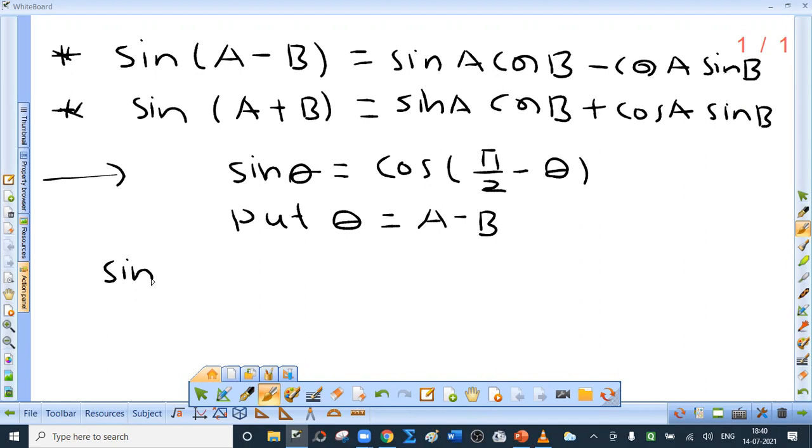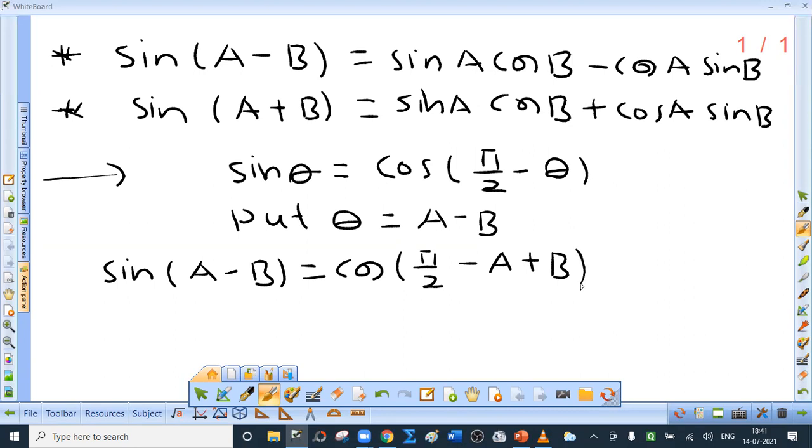Theta can be beta, beta can be eta, eta can be psi, psi can be pi, pi can be mu, mu can be lambda. Any real angle will do. So I am saying put theta equal to a minus b. So sine of a minus b equal to cos of pi by 2 minus theta. What will be minus theta? Minus a plus b. Okay. Now, next step is important. I write this angle as pi by 2 minus a, okay, plus b.